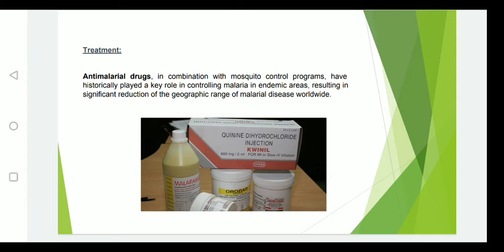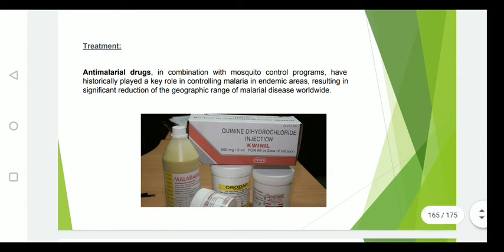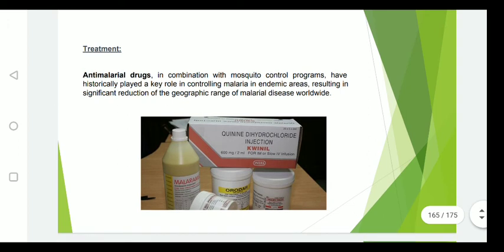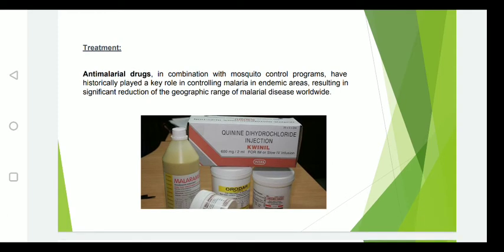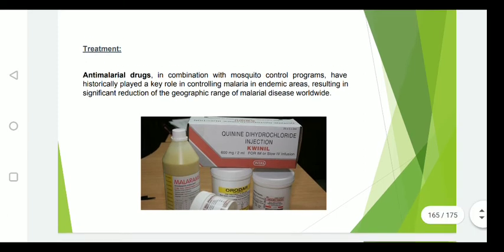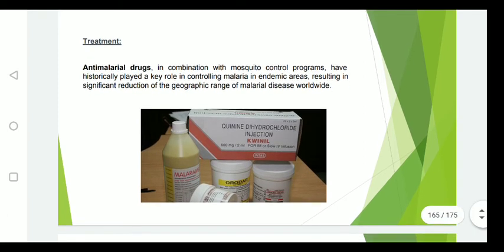So we are using chloroquine, that is in the form of quinine dihydrochloride injections, and we can take 600 mg per 2 ml, IM only, to give the anti-malaria drugs. Injections we are using, tablets are also available, and injections also are there. So for malaria we can go for giving anti-malarial drug therapies.